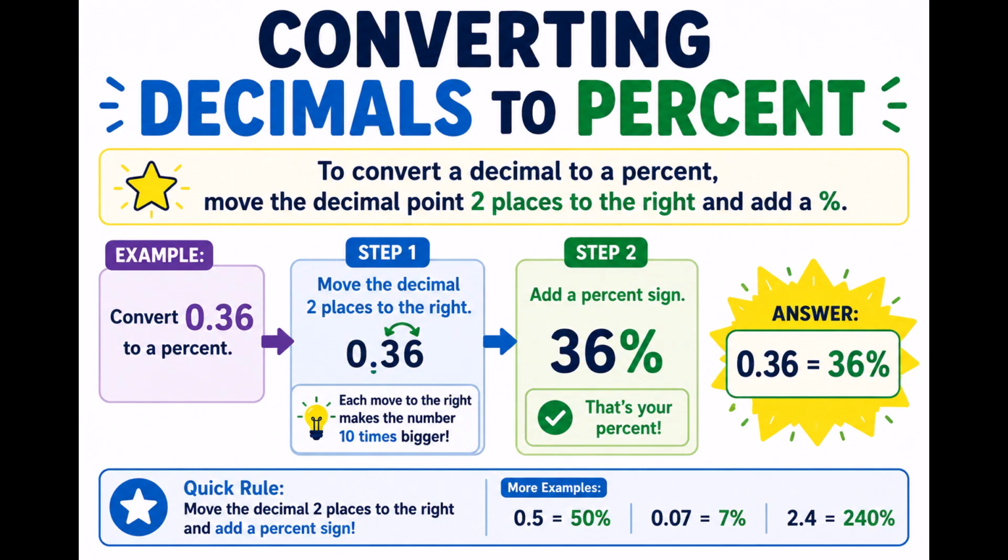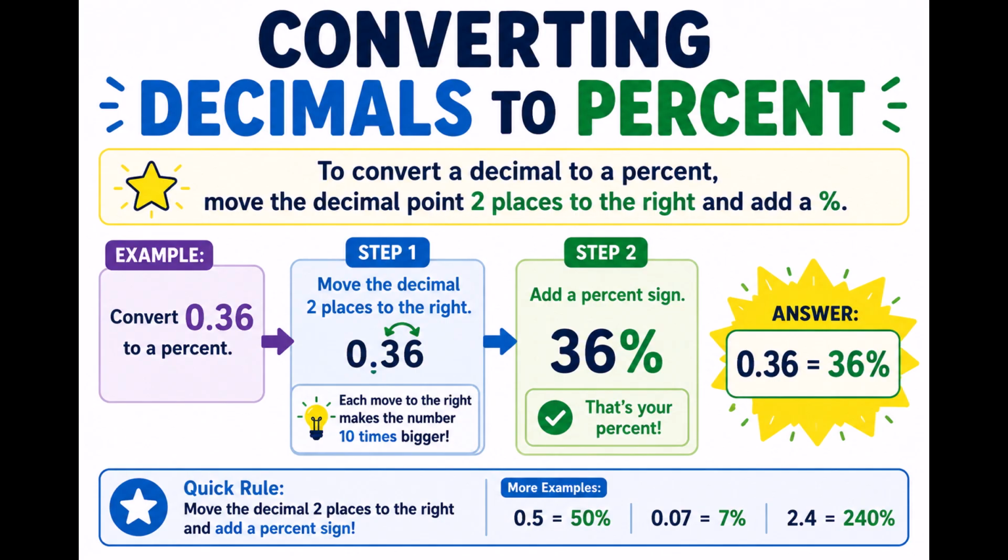So let's remember, move the decimal 2 places to the right, add the percent sign, and decimals smaller than 1 become percentages less than 100%. But decimals greater than 1 become percentages greater than 100%. Okay?